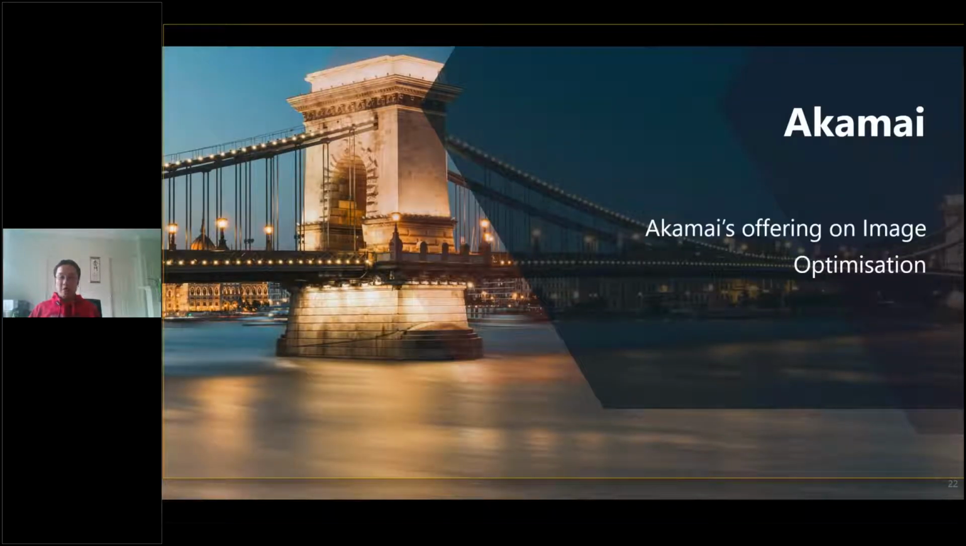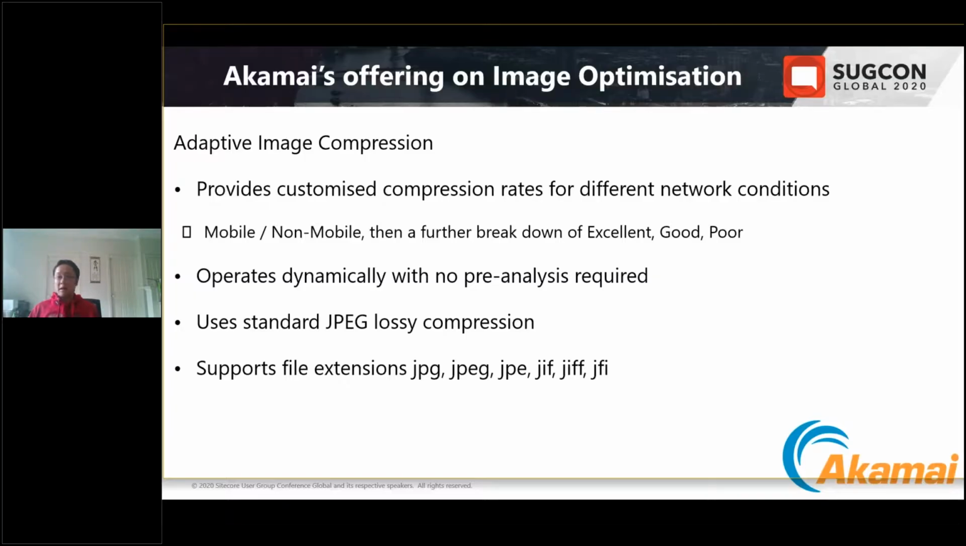So I'll quickly go through Akamai's offering on image optimization as well. The first one is adaptive image compression, which is available for customers on Akamai Dynamic Site Accelerator and Akamai Ion plans. It provides customized image compression rates for different network conditions, cellular or non-cellular networks, and then there's a further breakdown on what it deems an excellent, good, or bad connection. So on excellent, I could set the image compression quality to 85 as an example. On a good connection, I'll bring it down to 75. On a poor connection, I'm going to bring it down to 60 or below.